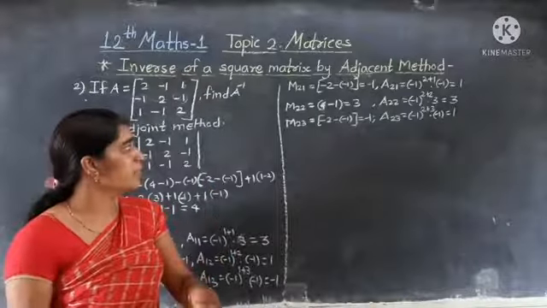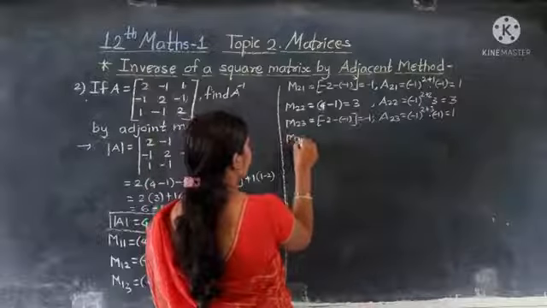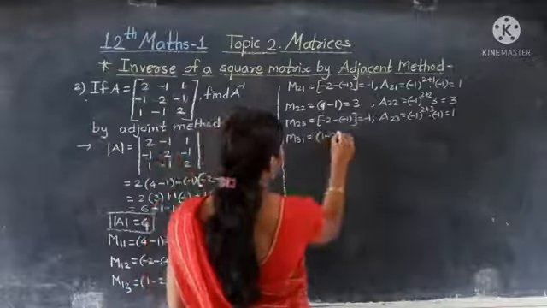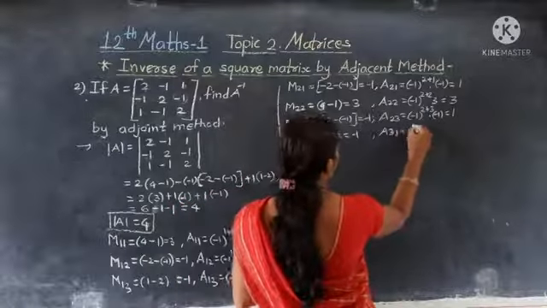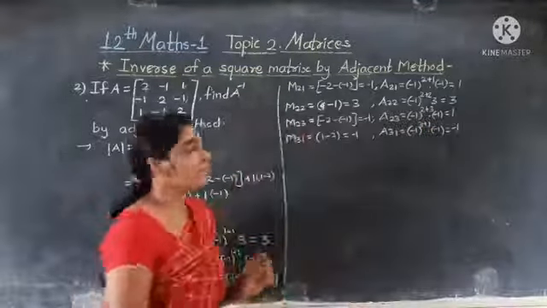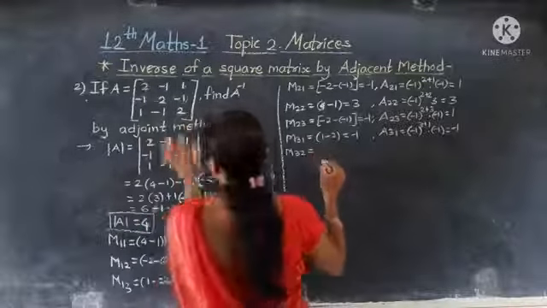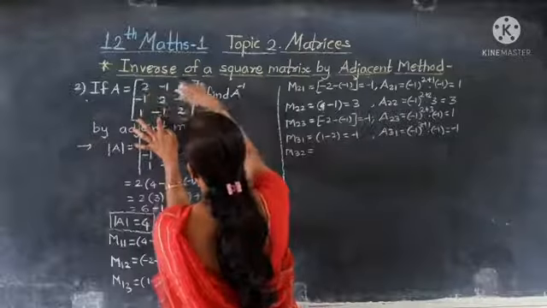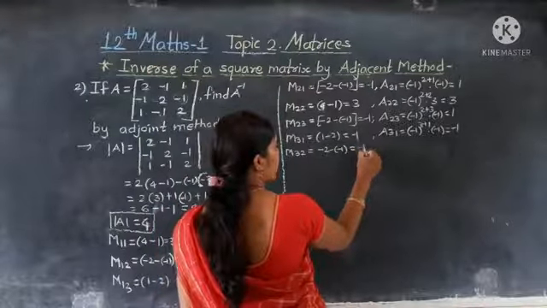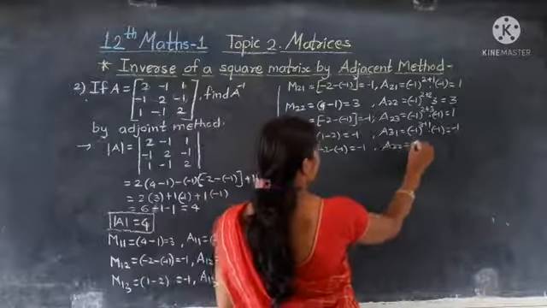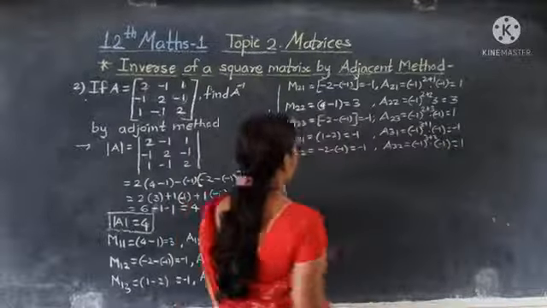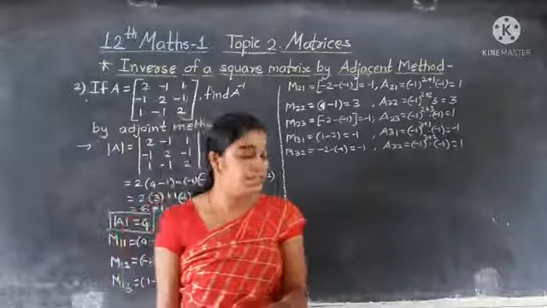Okay. Next, M31. M31 means this. You neglect this row and column. 1 1s are 1 minus 2. 1 minus 2 is equal to minus 1. A31 is minus 1 raised to 3 plus 1 into minus 1. This is positive, means minus 1. Next, M32 means this element. Okay. You neglect this row and column. Minus 2 and minus 1. Minus 2 minus minus 1. Minus plus. Minus 2 plus 1 minus 1. A32 is equal to minus 1 raised to 3 plus 2 into minus 1. This is odd number, minus plus. So we get A32 as 1.